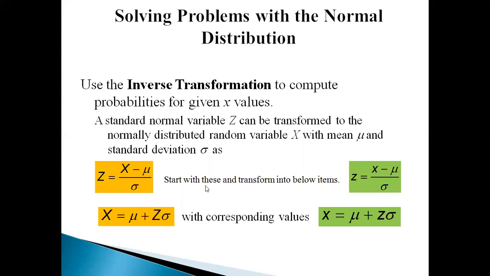Now we can also do the inverse transformation. We can start off with the z-score, and if we know the mu and the sigma, then we can solve for x. And so we can go from the z to the x, and all we're doing is just rearranging it, solving this equation for x, and then we can plug in our mu, our z, and our sigma and get our x value out.